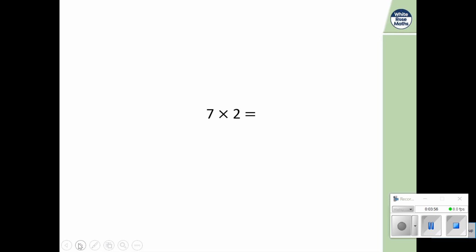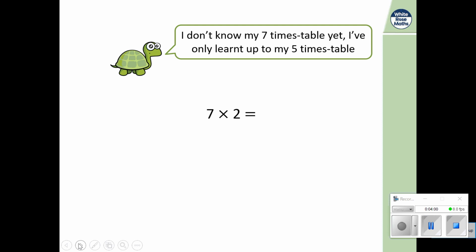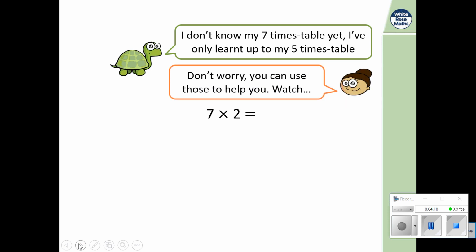Hello again, we're back. Right, here we go. 7 times 2. Now, we have little Mr. Turtle at the front saying, I don't know my 7 times tables yet. I've only learnt up to my 5 times table. Oh, and here's Dora, I think that's her name, saying, don't worry, you can use those to help you.